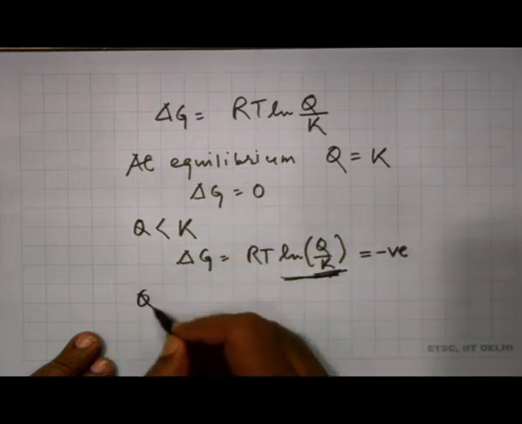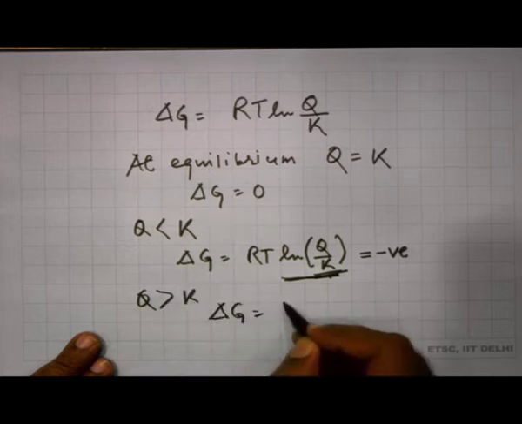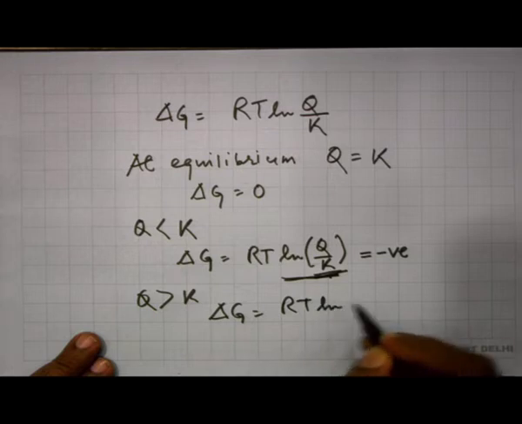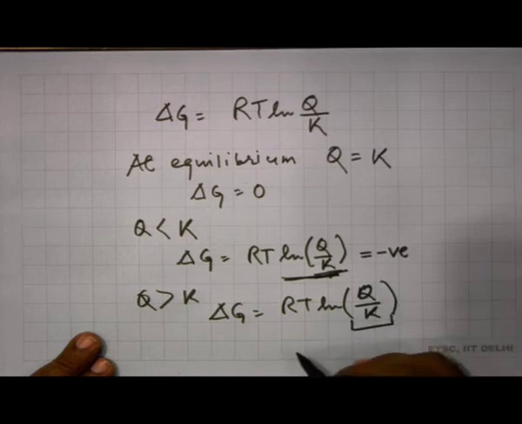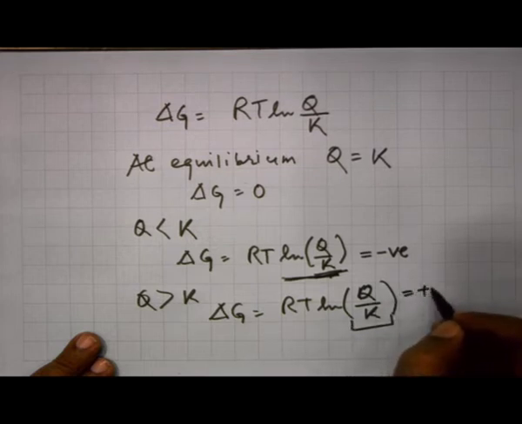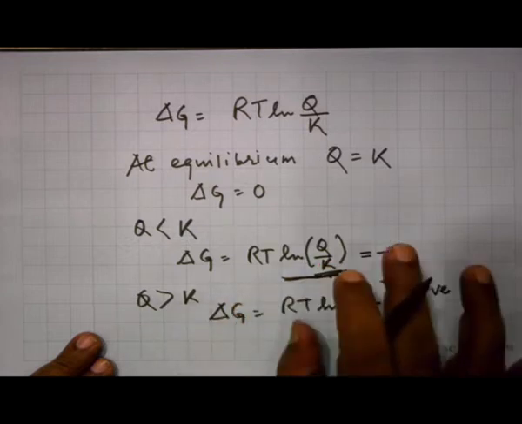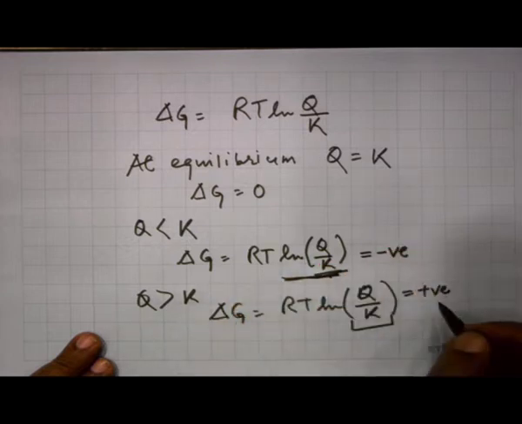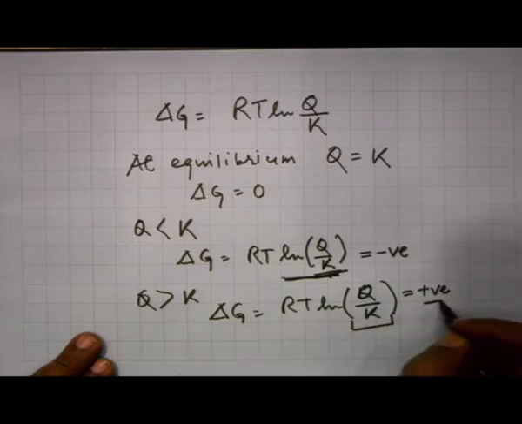Now, when Q is greater than K, your delta G is equal to R T ln Q by K. In this case, Q by K is greater than 1, and so this is positive. So, forward reaction will not take place. What will happen is reverse reaction will take place, since delta G is positive.